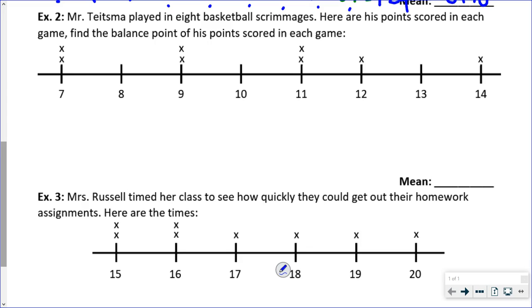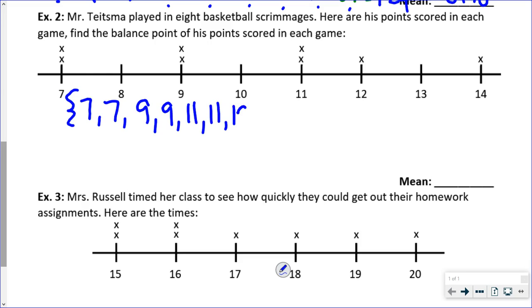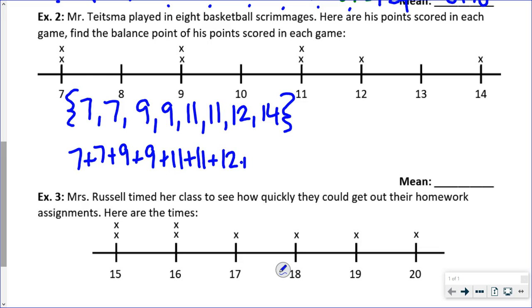All right, step 1. Write down the data values in order from least to greatest. So we've got 2 scrimmages where I scored 7, 2 where I scored 9, 2 11s, 12, and a 14. So it's the exact same thing. Calculate to find the mean. We are going to simply add up all those numbers together. So 7 plus 7 plus 9 plus 9 plus 11 plus 11 plus 12 plus 14. Go ahead and add those together. See what you get. Pause if you need to.